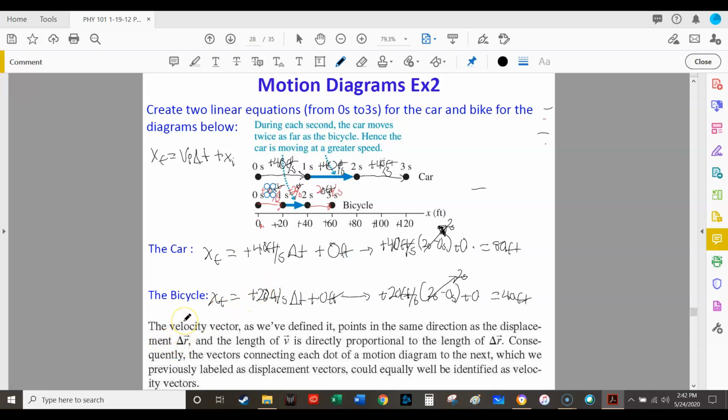Now, this is accurate. Anyway, the point is you could use motion diagrams, using vector addition, using vectors and position to actually create your prediction equations too. You don't have to jump to the graph and then create a linear equation from the graph.